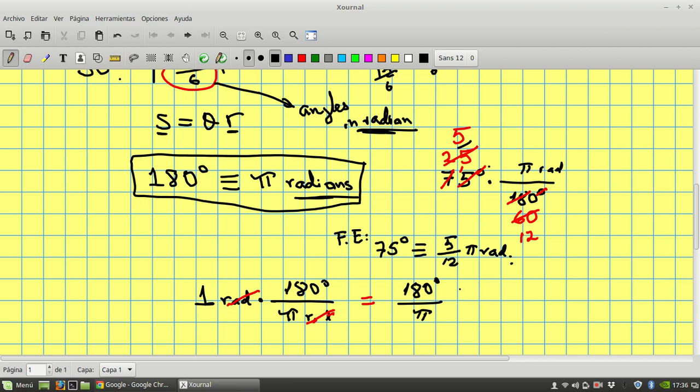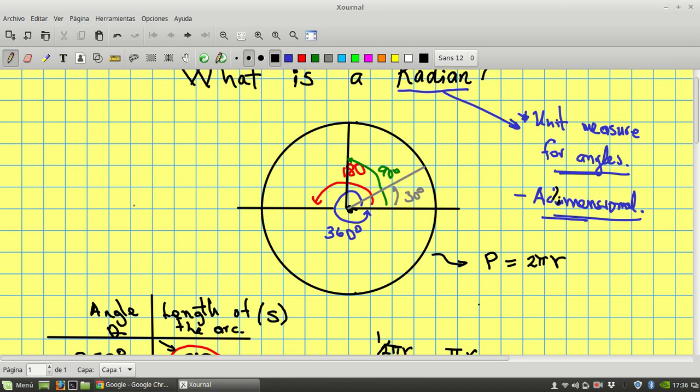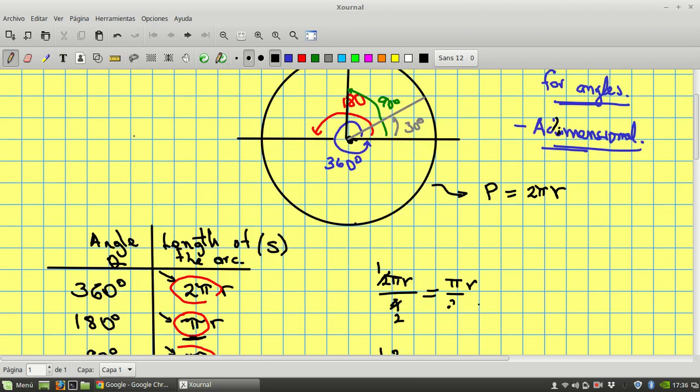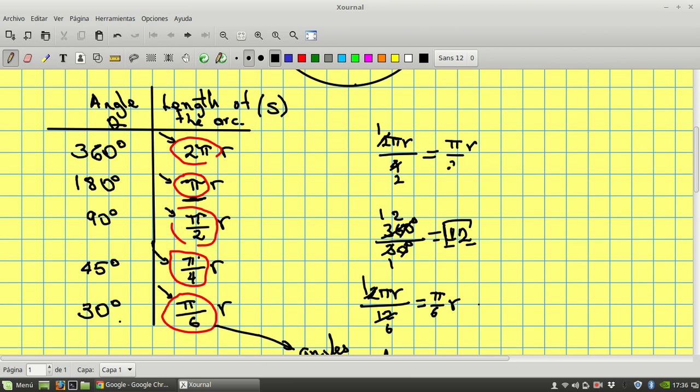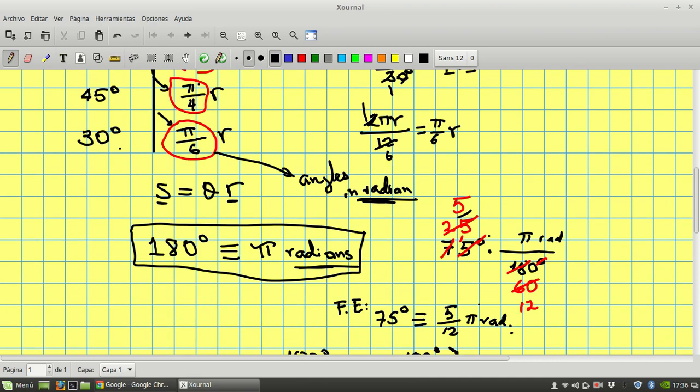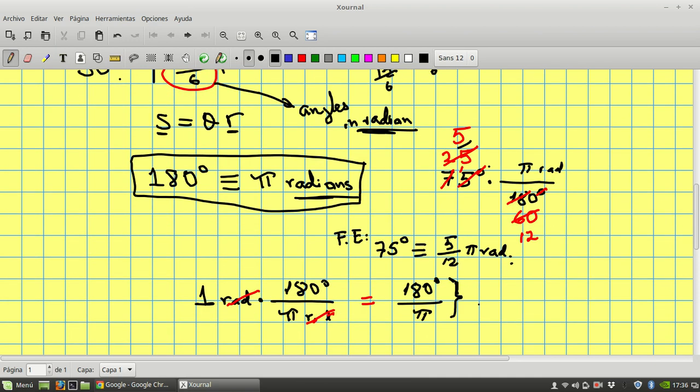I will tell you that please find this as a decimal and tell me in your comments what it is as a decimal. Okay? And this is a radian. This is how to get a radian. We just made a table using the circle and getting the perimeter of the circle and the length of the arc to transform angles in degrees to radians. Okay? I hope that you understand what is a radian.